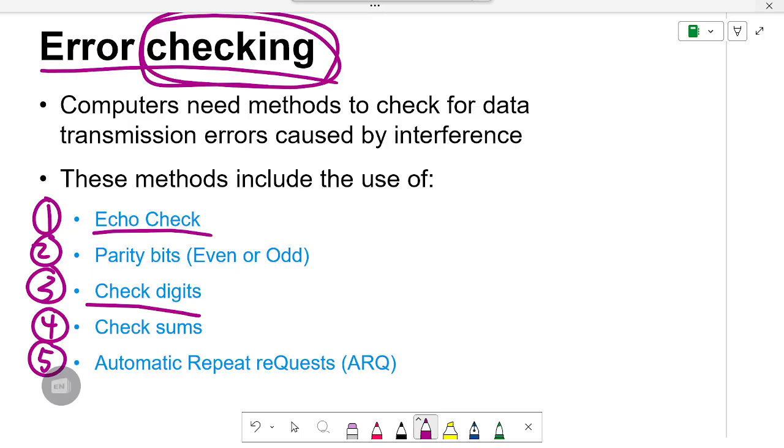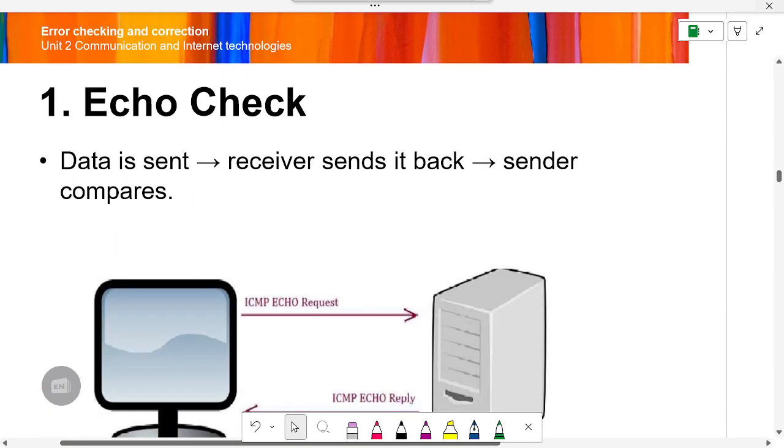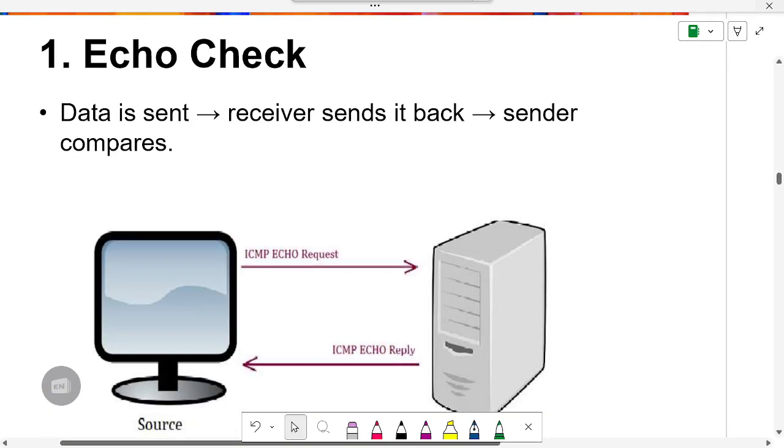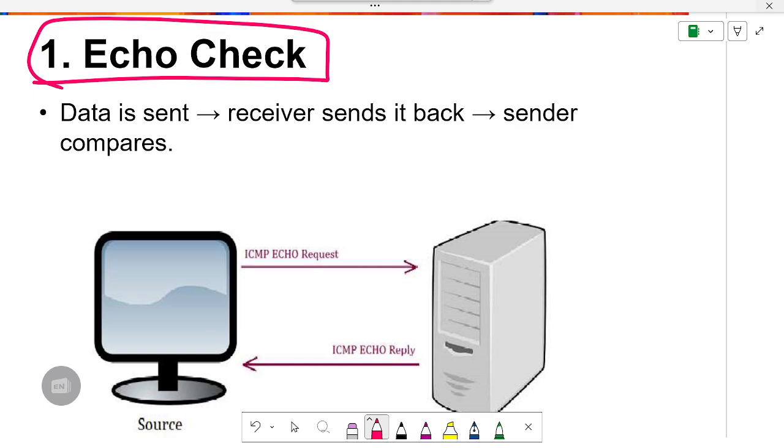Okay, right now you don't need to copy. I will show you one. I'll show you one at a time. You just look. Okay? I'm going to show you one at a time and give you more information, okay? So just wait a moment. So the very first one, you can write. I want you to write in your notebook. The very first check is called echo check.